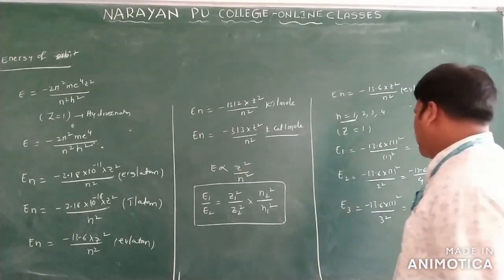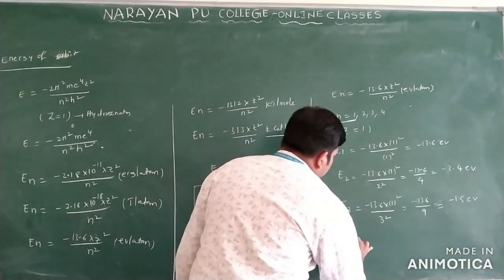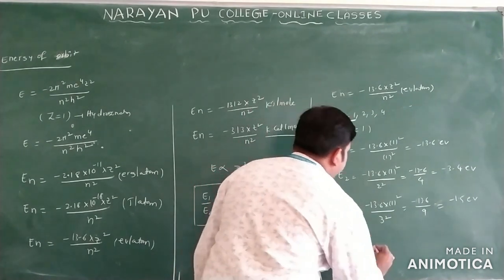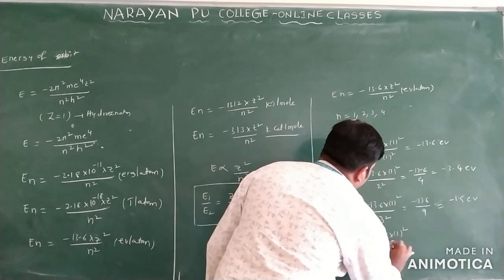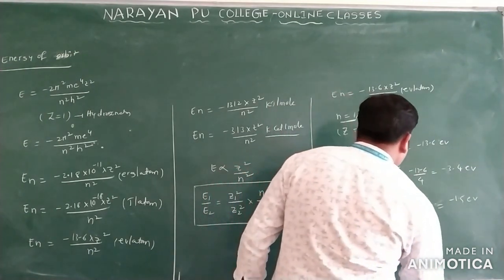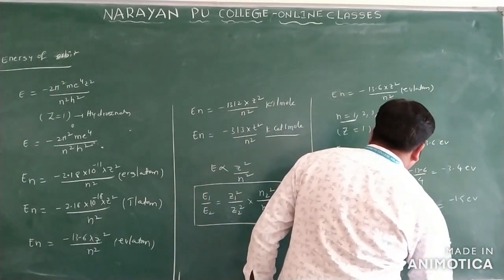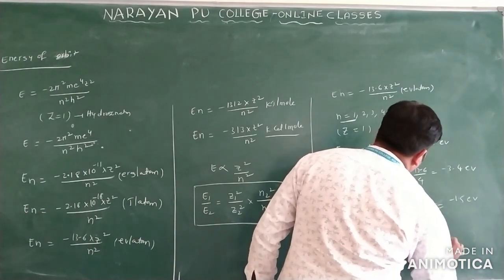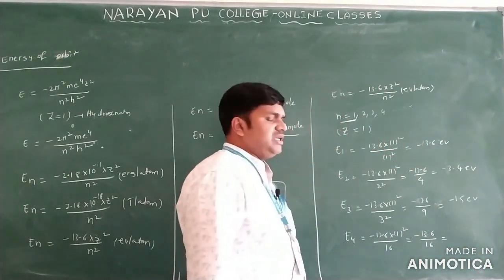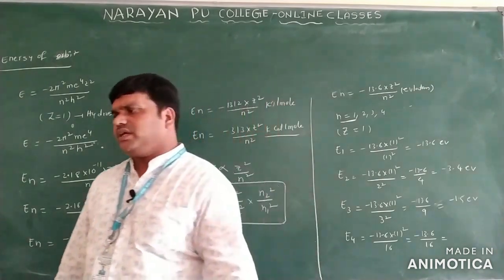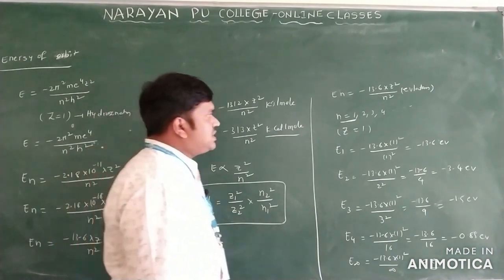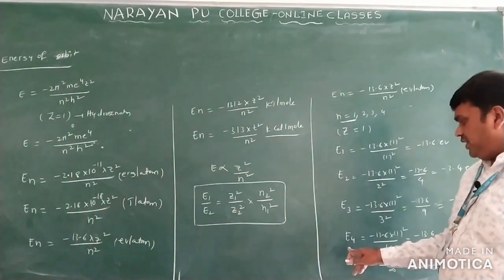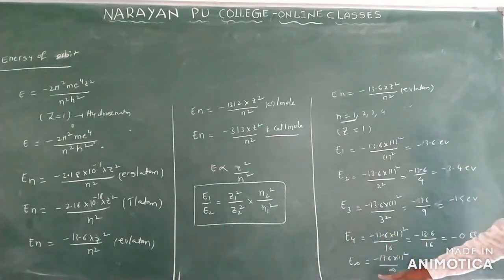Like this you can find En, or suppose E4 you are finding here: minus 13.6 into 1 square by 16. So you will get minus 13.6 by 16, approximately some fraction. Now we will see E4 and so on. If you write E infinity, then you are getting 0 electron volts.